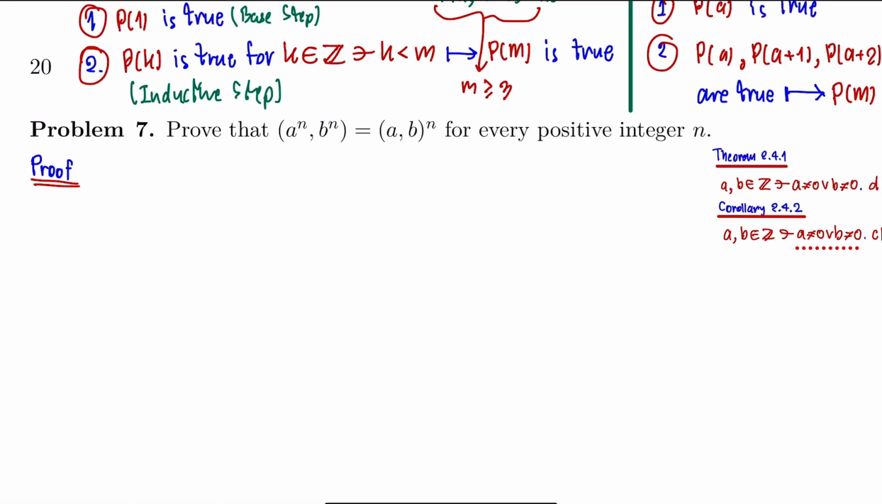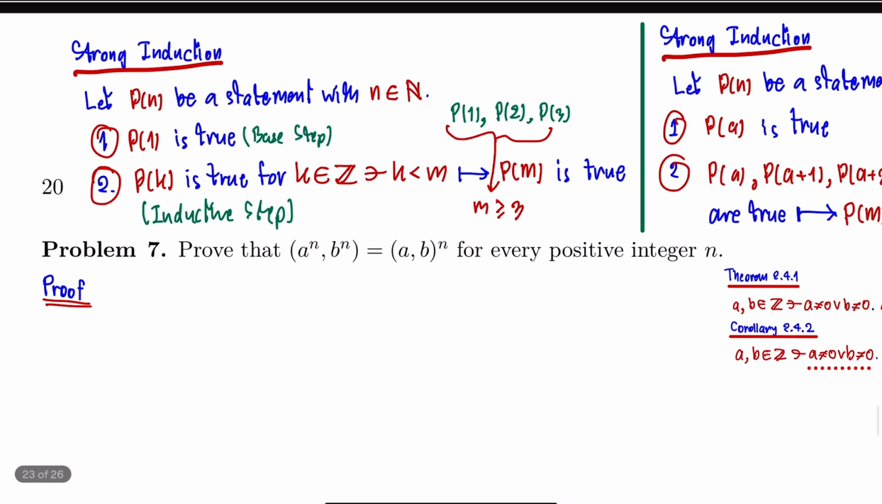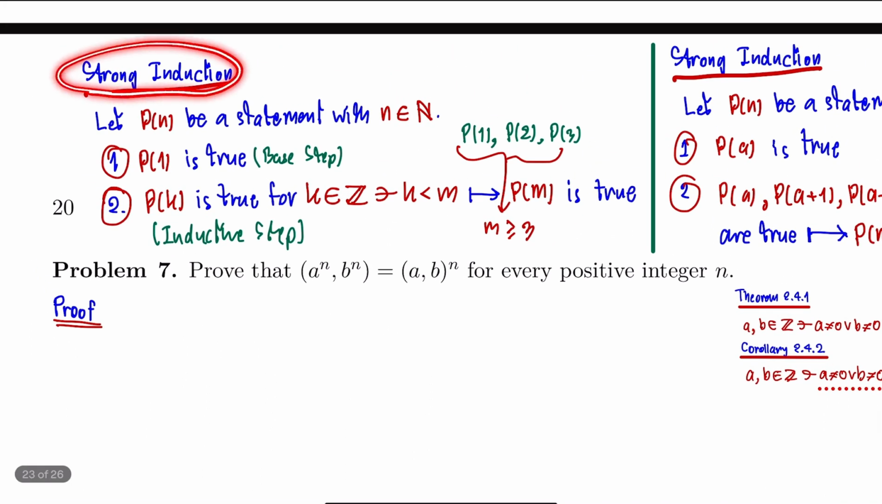Today, we're going to prove that the greatest common divisor of a raised to the power of n and b raised to the power of n is the greatest common divisor of a and b raised to the power of n, for every positive integer n. To prove this, I'm going to use strong induction.